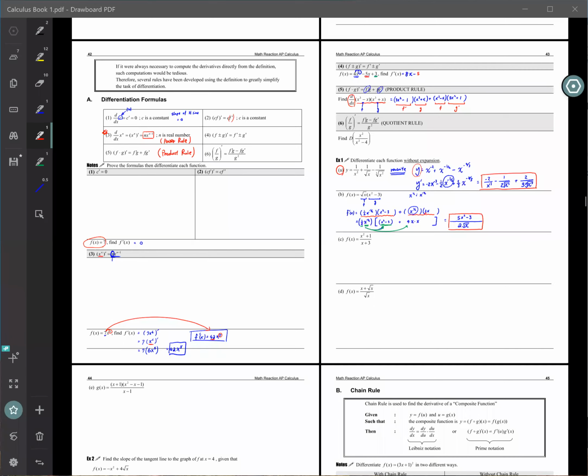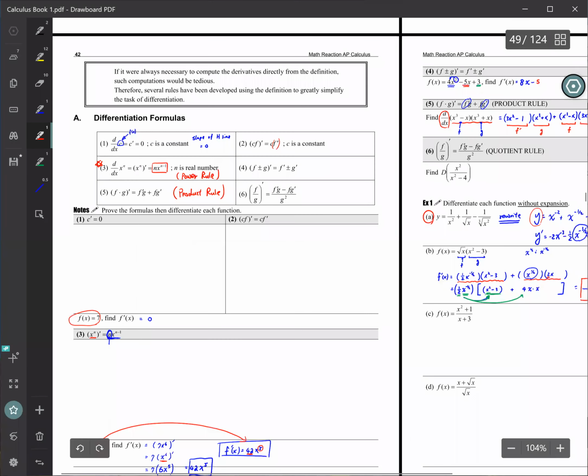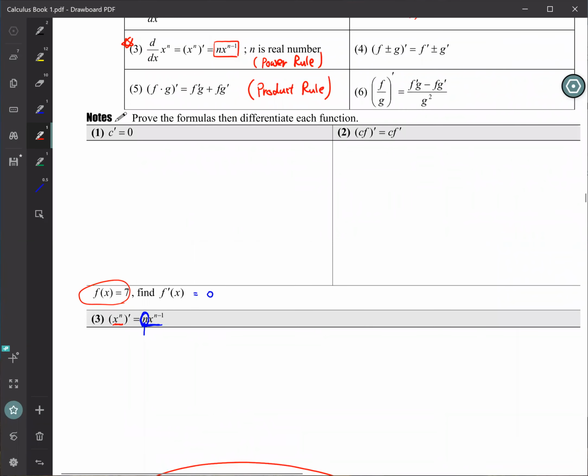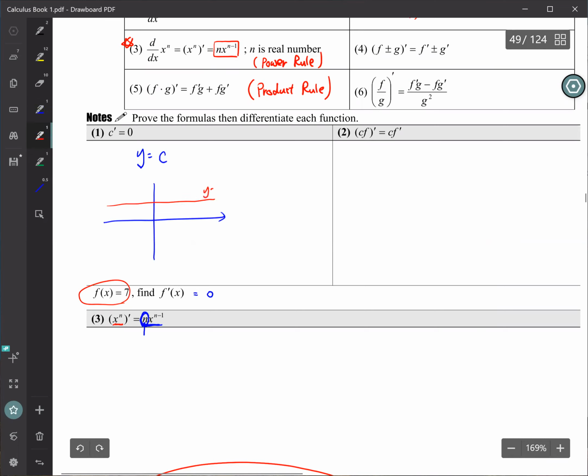So let's go back to page 42. The first one is pretty straightforward, right? If it's a constant, okay? So if it's y equals a constant, that means the graph is just a horizontal line, right? y equals c. This one, I don't think we need to go over the proof. If it's a horizontal line, then the slope will always be 0, okay? So remember that if you prime a constant, it will be 0.